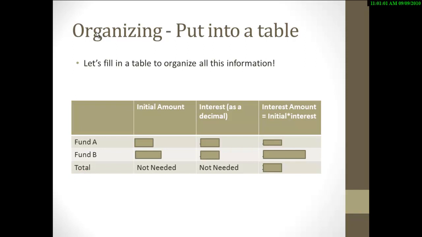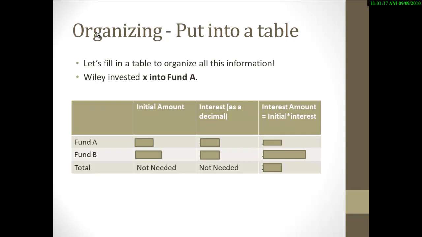Now we're not going to need all the entries in this table. If you notice, there's a couple of entries that are not needed, and we just filled those in with "not needed" to represent that we don't know them. But we are going to need the other ones. So let's start filling in the information in the table now.